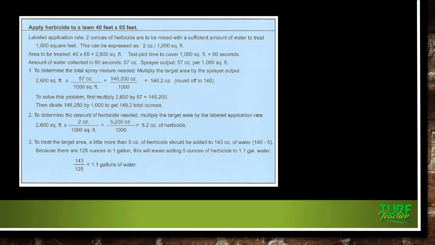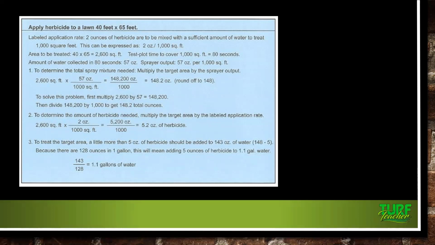So second step, to determine the amount of herbicide needed, multiply the target area by the labeled application rate. This is the amount of pesticide. Our label says 2 ounces per 1,000. So we have 2,600 times 2 ounces per 1,000. It's going to give us 5,200 divided by 1,000. So we need 5.2 ounces of our herbicide.